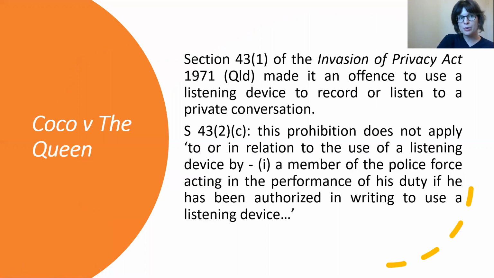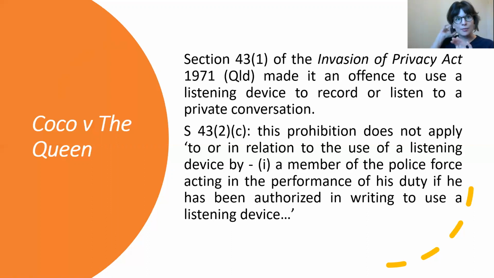The example of the principle of legality in practice that you have in your readings for this topic is Coco and the Queen. And this case gives us a really clear insight into how the principle of legality works, the type of rights it protects, and the strength of the presumption, or in other words, the degree of clarity that is required in order to rebut this presumption.